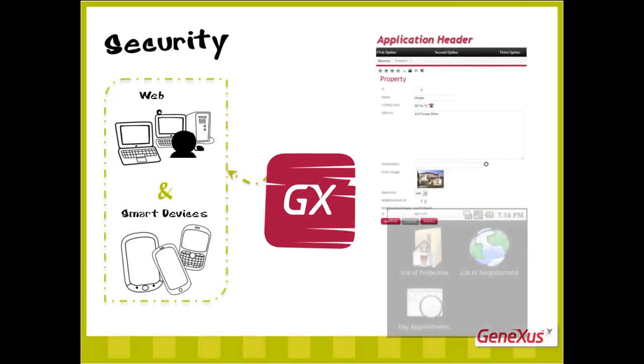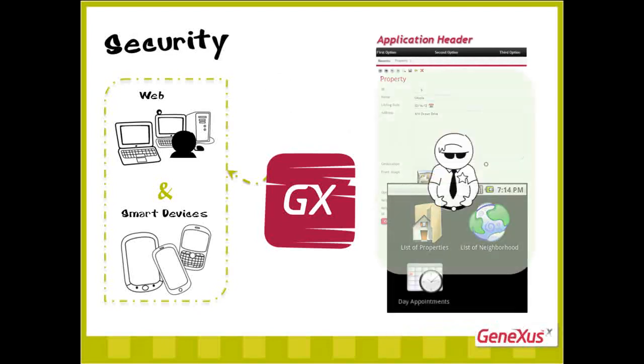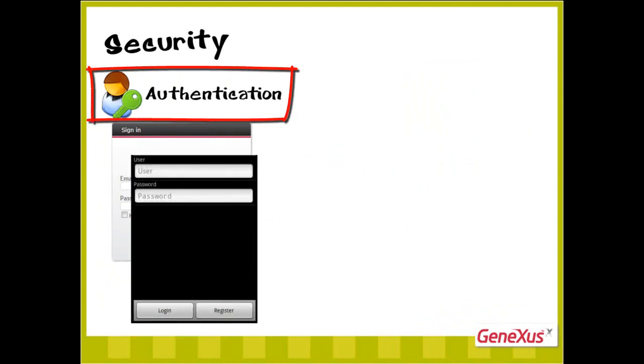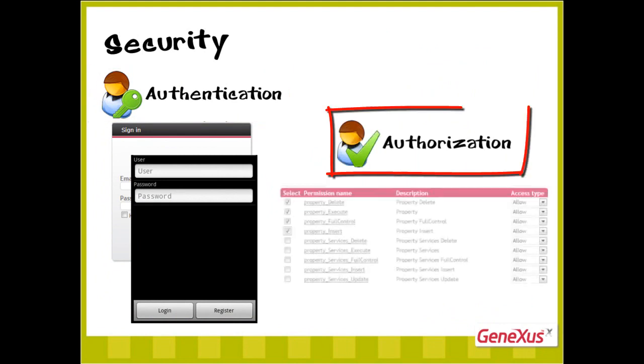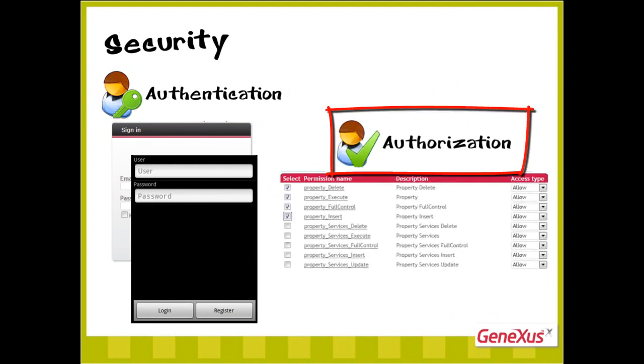Now we'll want to add security to the application, to both the web and the smart device parts. This means making sure that all users logging in are duly authenticated, that is, the user must be who he or she declares to be, and authorized. So following their authentication, users must be allowed or denied access to different parts of the application.